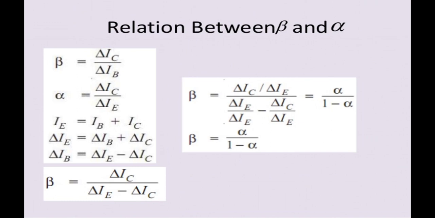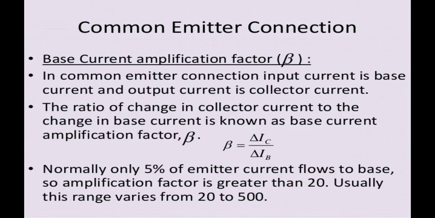So this is the relation, and beta is the factor for that. The ratio of change in collector current to the change in base current is known as the base current amplification factor, beta. What is alpha? Alpha is the current amplification factor, and here beta is the base current amplification factor, that is IC divided by IB.